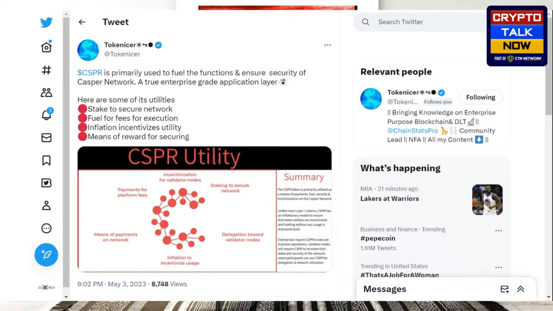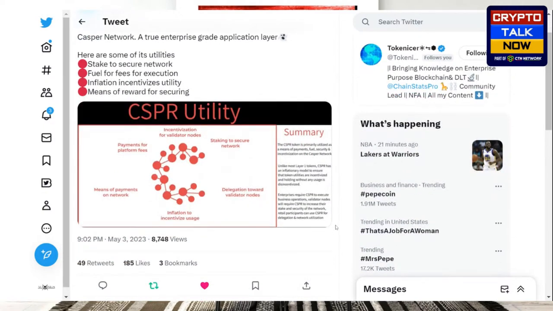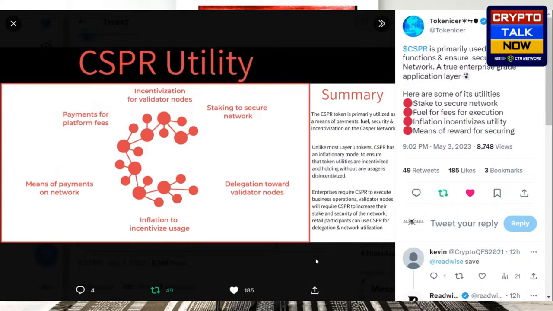So it says, from Tokenizer, Casper is primarily used to fuel the functions and ensure security of Casper Network, a true enterprise-grade application layer. Here are some of its utilities. Stake to secure network, fuel for fees for execution, inflation incentives, utility, means of reward for securing. And as you can see right here, it shows you some of the main forms of its utility. Incentivization for validator nodes, staking to secure the network, delegation towards validator nodes, inflation to incentivize usage, means of payments on network, payments for platform fees.